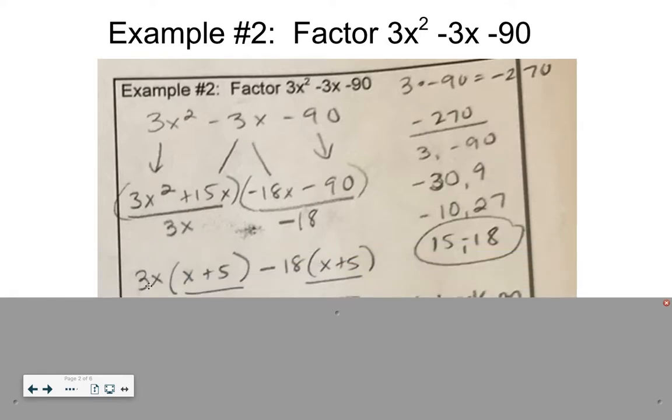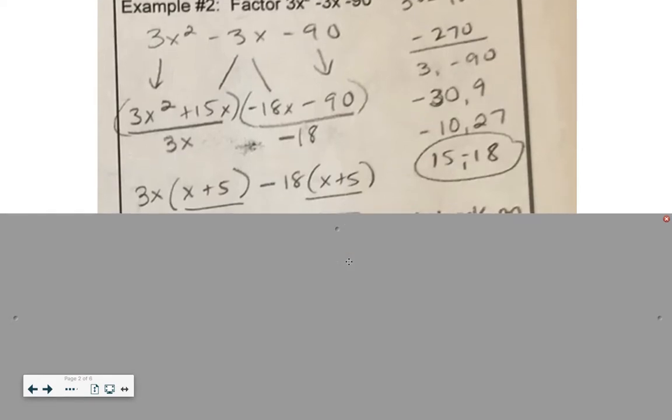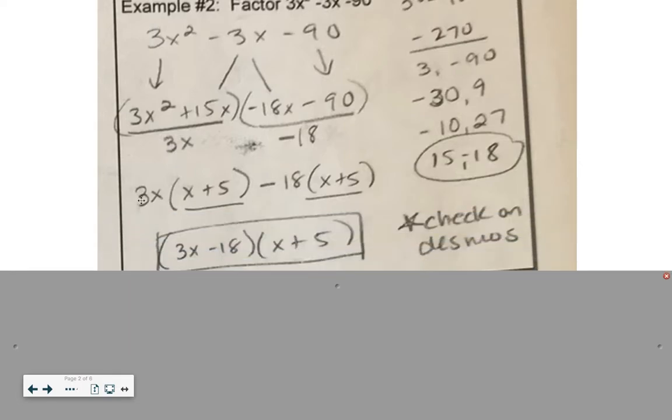So remember, you drop that number that you're pulling out to the front of the parentheses, and then I'm going to see what I get on the inside. 3x squared divided by 3x is x. 15x divided by 3x is 5. Same thing over here. Negative 18x divided by negative 18 is x. And negative 90 divided by negative 18 is 5. So my answer is going to have an x plus 5 because you'll notice they match. And then the two numbers on the outside, 3x minus 18.